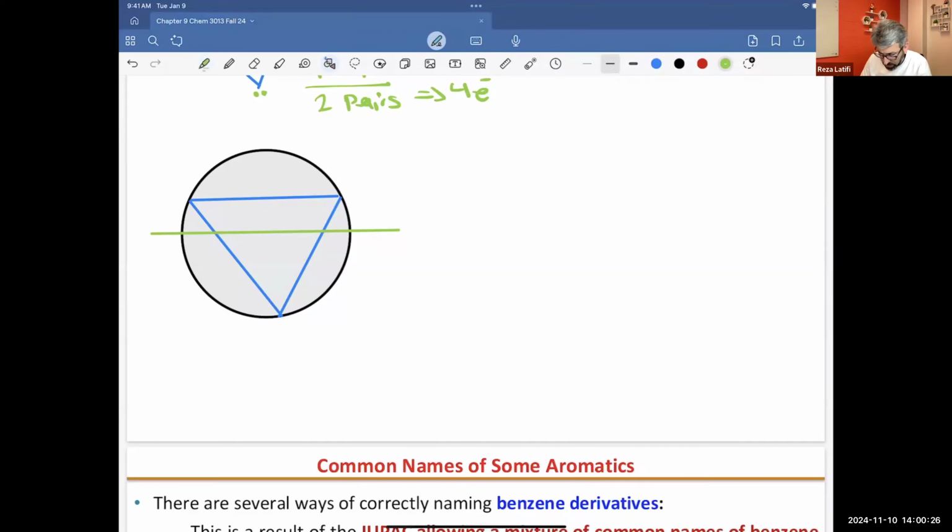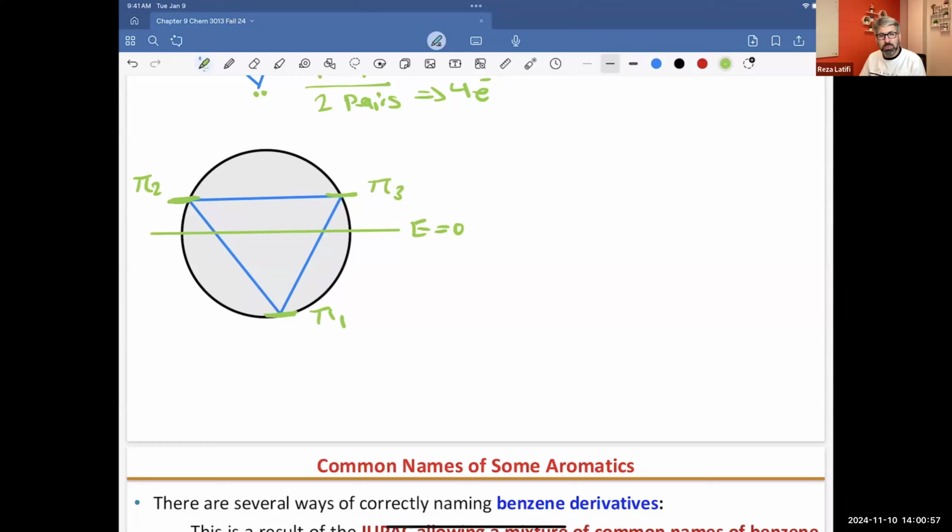Next, I'm going to call this one E equal to 0. Wherever we hit the circle, that means we have a pi system, a pi orbital technically. So I'm going to say here we have 1 pi. That's going to be the second pi. And this one will be the third pi. So the first pi will be here, that's going to be the second pi, and that one will be the third pi.